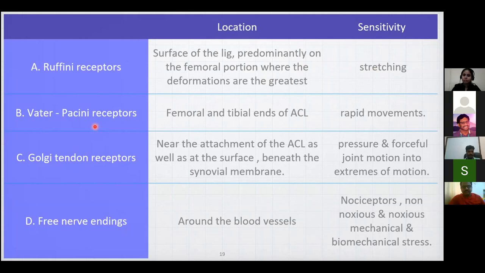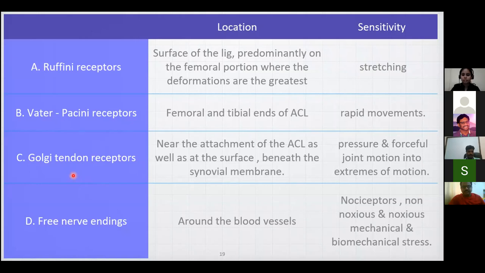Pacini receptor is located at the femoral and tibial ends of the ACL, both the ends, and it is sensitive to rapid movements. So while doing the rehabilitation third phase, prior to return to injury or the first stage of return to sports, we practice inside the lab rapid movements for the patient, re-educating the rapid movements, you know, sidewise shuffles, front jumps, side jumps, all these things.